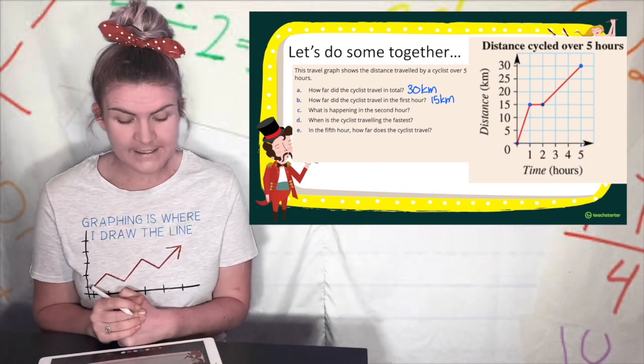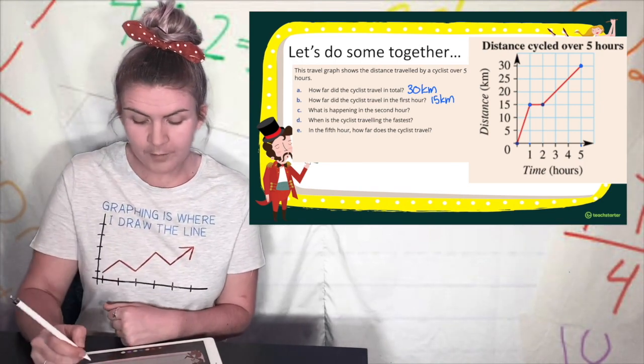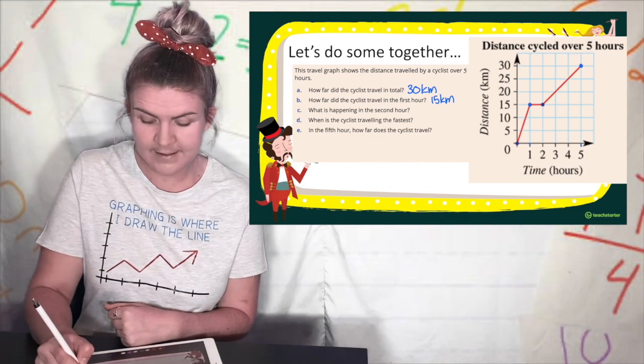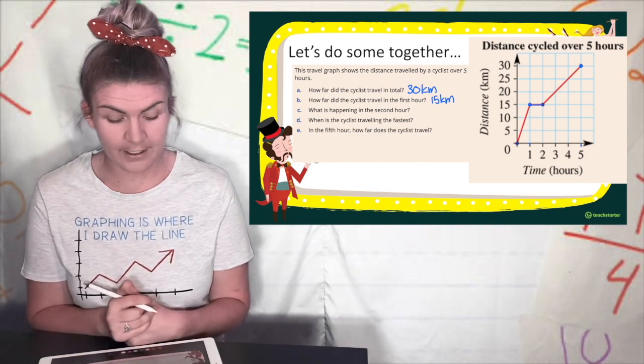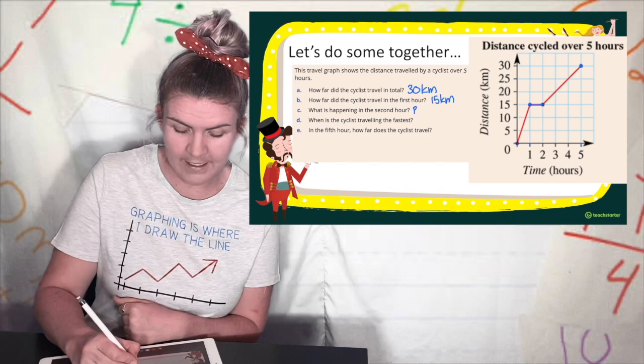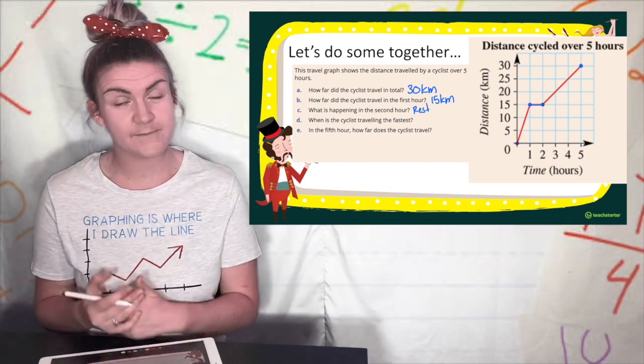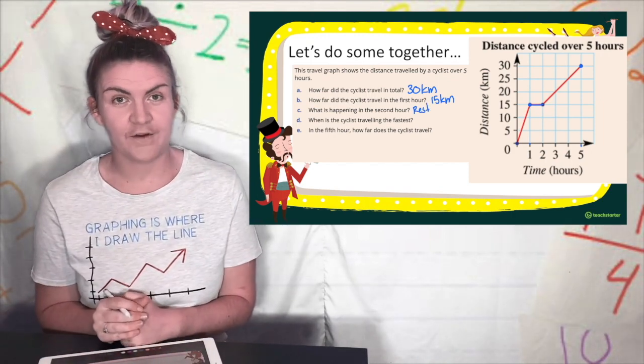C. What is happening in the second hour? Well, between 1 and 2, we can see that the slope is flat and the distance does not increase. So our cyclist must have been having a rest. We can tell this because no distance is gained during that hour.